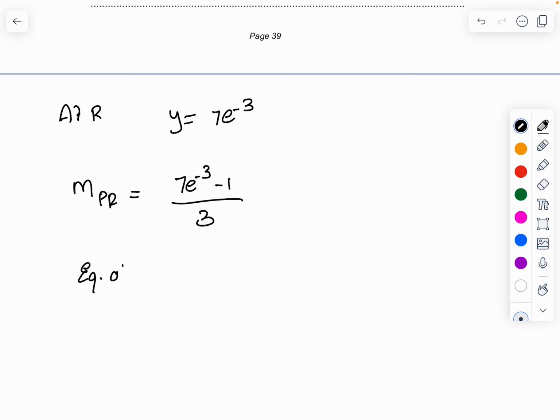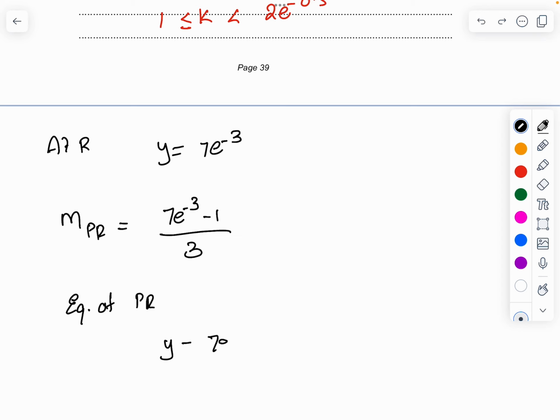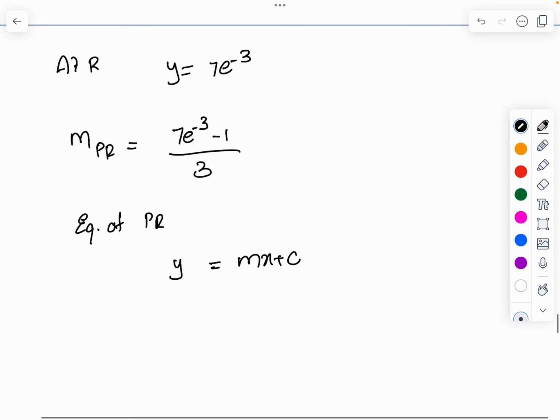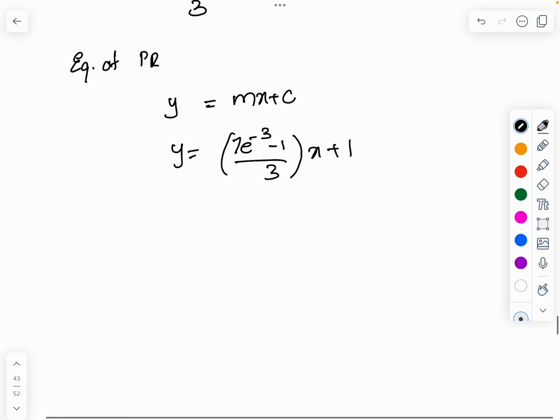So equation of PR, y minus y1 equals to, which is nothing but what, 7 e to the power of minus 3. What is P and R? PR gradient, we got it out. So y equals to mx plus c. So m is 7 e to the power of minus 3 minus 1 upon 3 times x plus c, c value is 1. This is the easiest way to get the equation of the straight line.